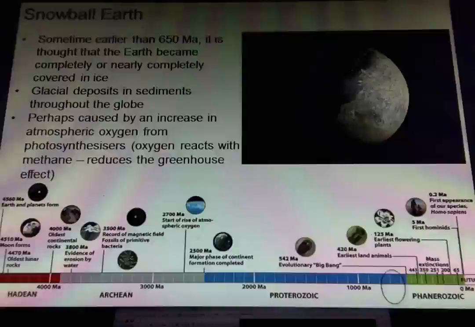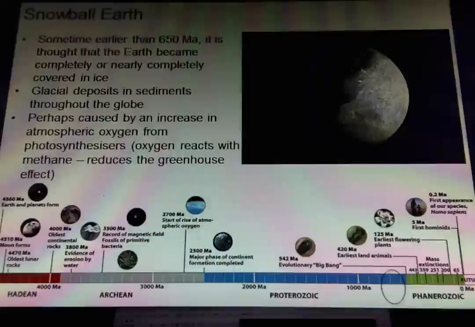We're not entirely sure how this occurred. How did it get so cold that the entire planet essentially became a snowball? It might have been caused by an increase in oxygen in the atmosphere from photosynthesizers. It reacts with methane, it reduces the greenhouse effect, and suddenly it becomes intensely cold.